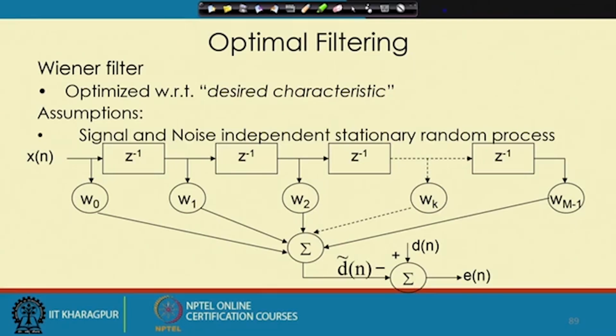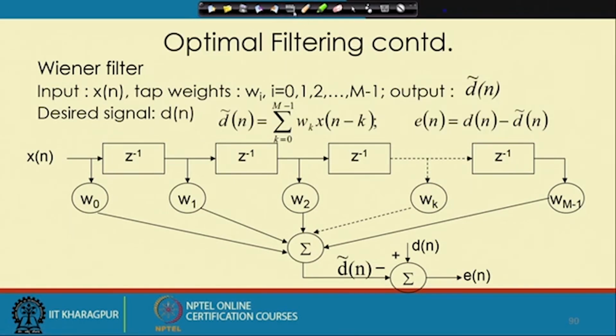Good morning. So, today we will start with the optimal filtering, and first what we need to realize is that when we talk about the optimal filtering, the technique we will use is the Wiener filter, and the point of it is that it is optimized with respect to a desired characteristic. So, first we should try to understand what we mean by the optimal characteristics.